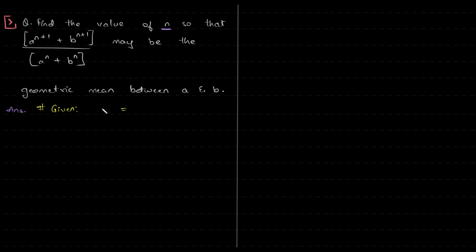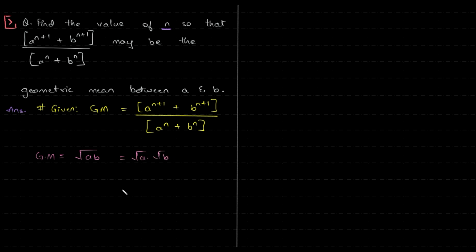Or let us write, the geometric mean is given to be (a^(n+1) + b^(n+1)) divided by (a^n + b^n). We know that the geometric mean itself is the square root of ab. So I'm going to rewrite, there are quite a few things. The geometric mean is the square root of ab, which can be written as the square root of a into the square root of b, which in turn can be written as a to the power of half into b to the power of half.